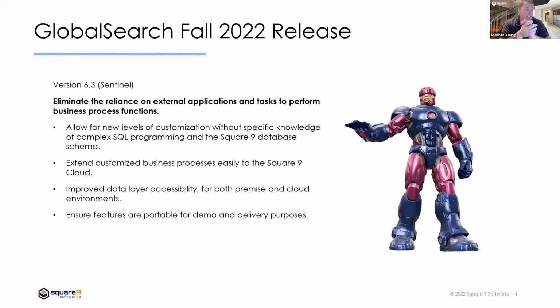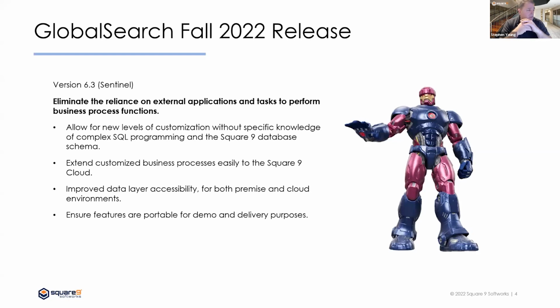If you're not familiar, here at Square 9, the Global Search releases are all named after robots. This is the Sentinel release. We refer to it in marketing as the Global Search Fall 2022 release, but according to the technical folks, this is 6.3, the Sentinel release. So you'll see it referred to that way in the documentation.